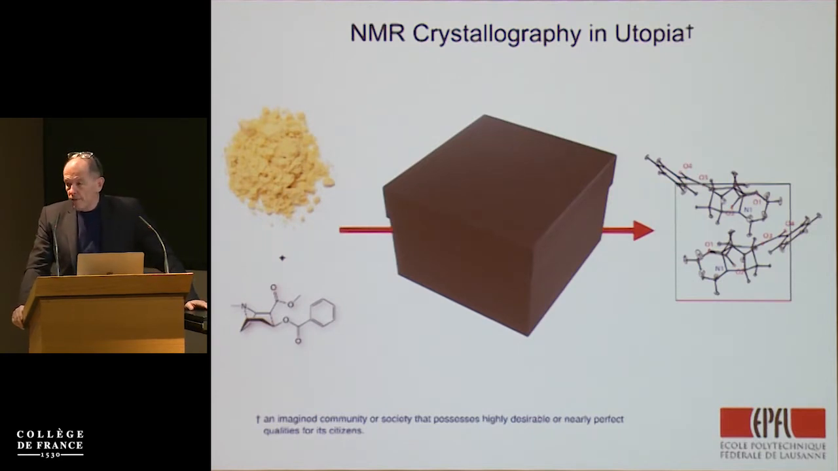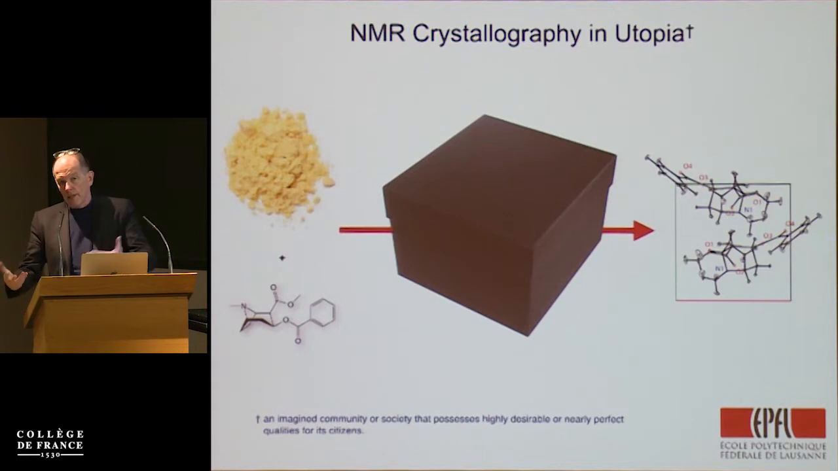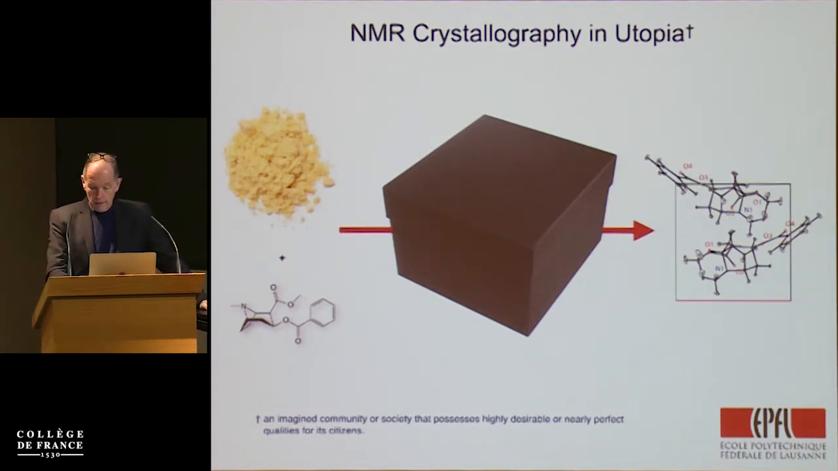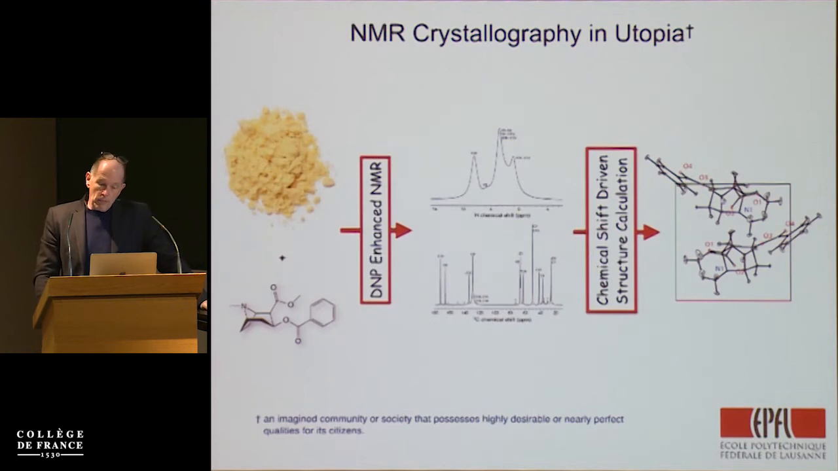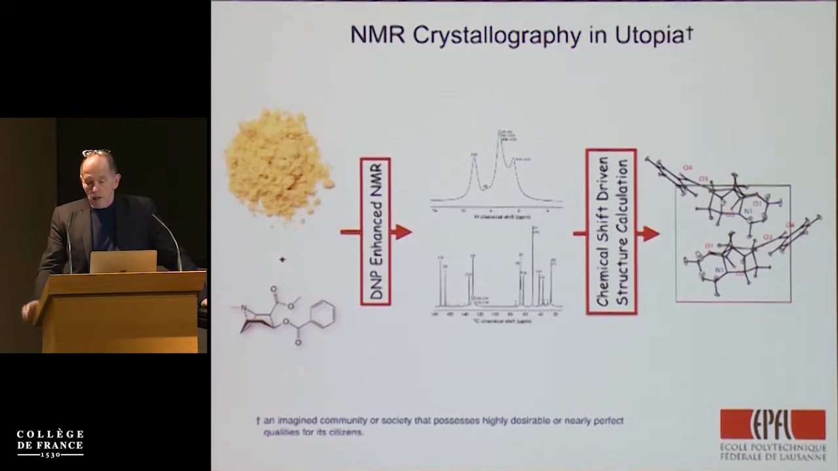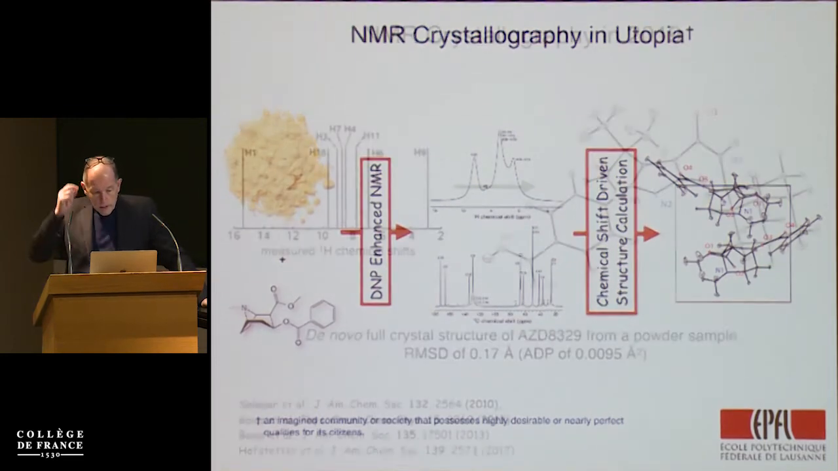So in utopia, of course, crystallography will play a central role, at least in my vision of utopia. And this means that people will have to be able to take powders, maybe a chemical structure of what they think is in the powder, put it into a black box, and get a crystal structure out of it. And so what's in the box? In utopia, what's going to be in that box is almost certainly DNP-enhanced NMR, in combination with some form of high-performance computing of NMR parameters. So, for example, chemical shift-driven structure determination would be the method that we're pursuing at the moment.